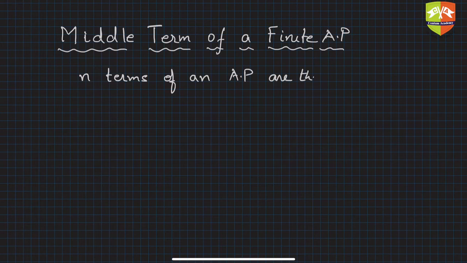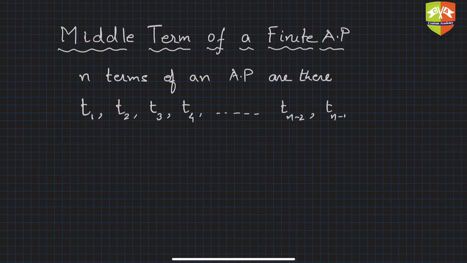Let us assume that. And what are the terms then? T1, T2, T3, T4, and so on and so forth. Let's say Tn-2, Tn-1, and finally Tn. These are n terms of an AP, and I'm interested in finding out the middle term.